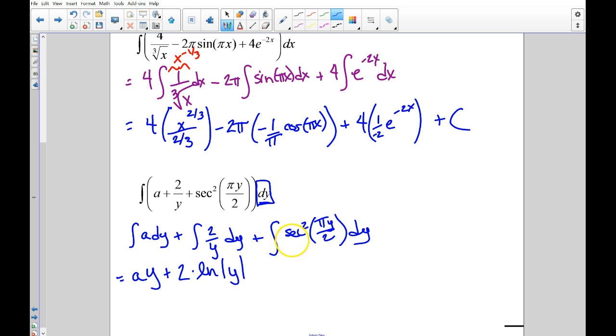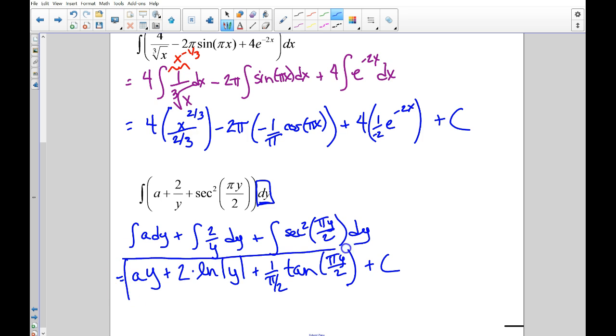And the antiderivative of secant squared is going to be tangent of the input. But normally when we differentiate, I would have to multiply by pi over 2. When I anti-differentiate, I divide by that pi over 2. And then always remember the constant that's hanging around at the end. So that is an indefinite integral using the different properties.